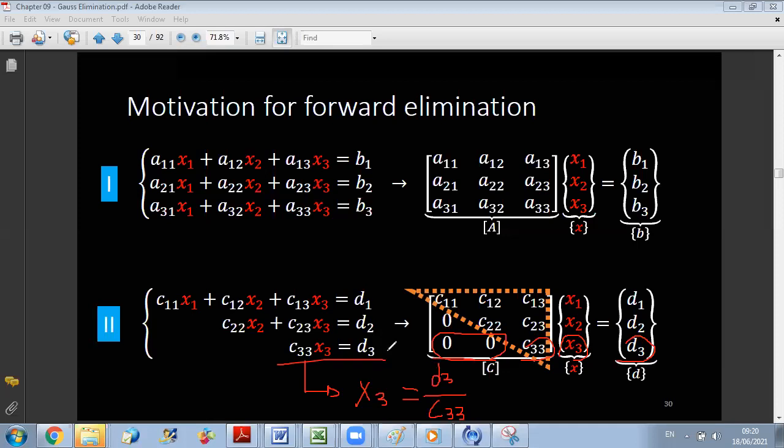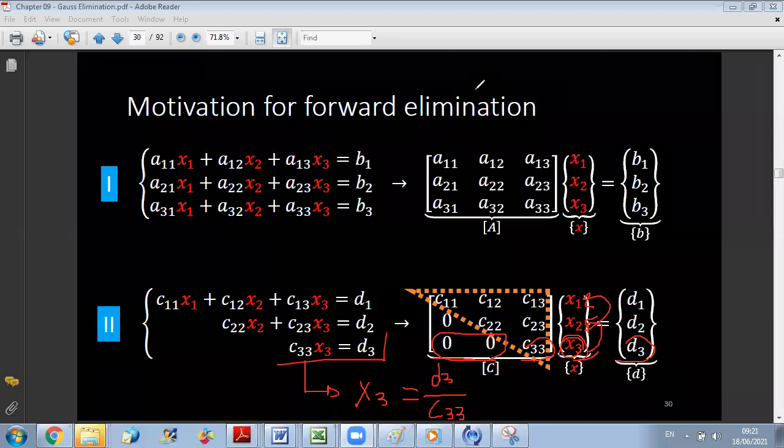This is why we call it backward substitution: when we ensure zeros here, you can start by solving x3, then substitute back to get x2, then substitute back to get x1. Okay, just let me check. Yes, Michelle, exactly. It's d3 over c33.